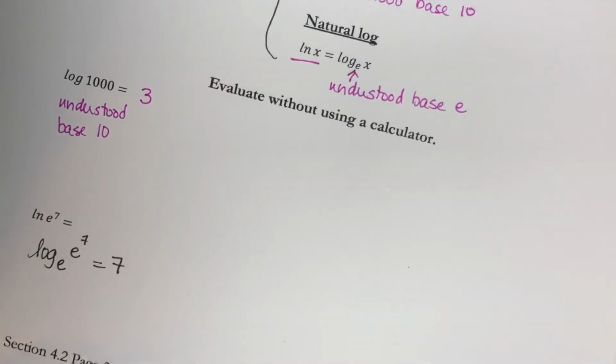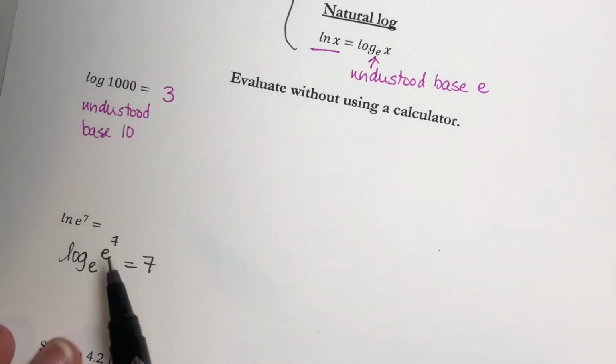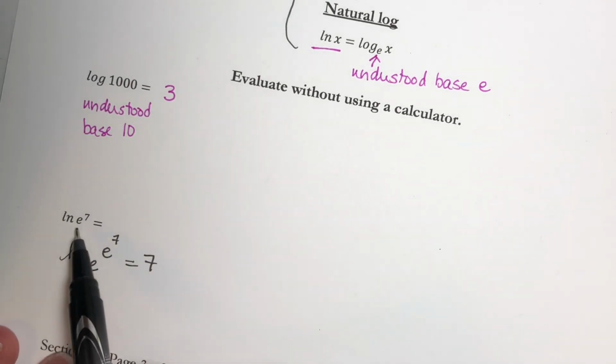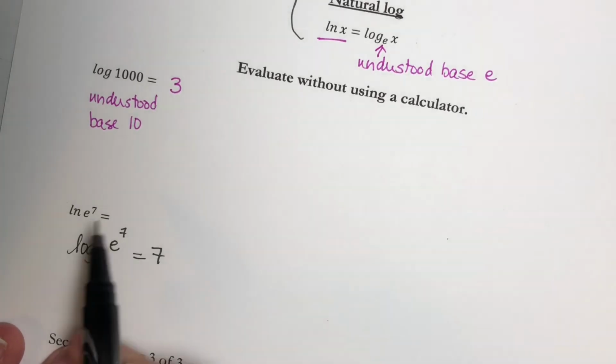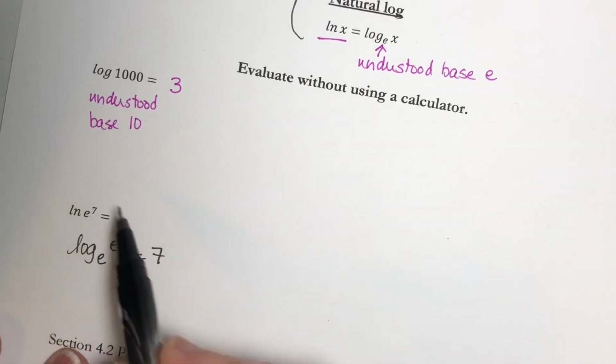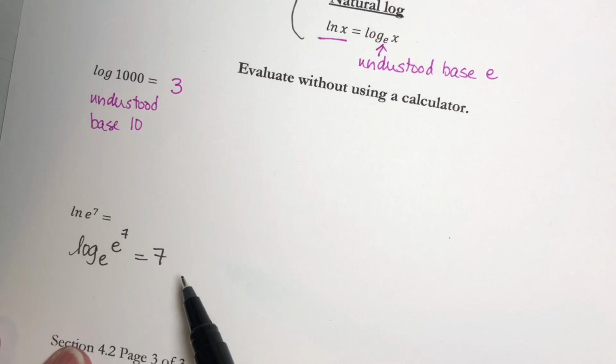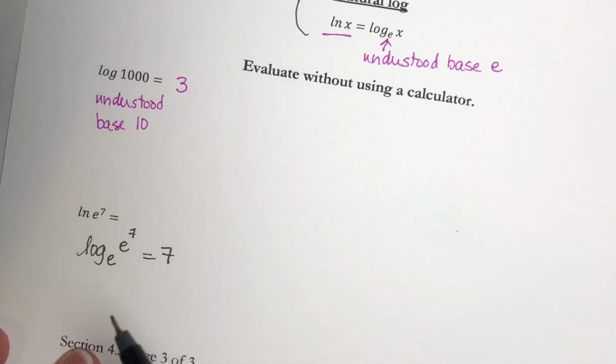Okay. So I tend to think of it as the log base e, or the ln and the e cancel each other out, and your answer is just what's at the top. This is going to be very important for us when we start solving equations with logarithms.